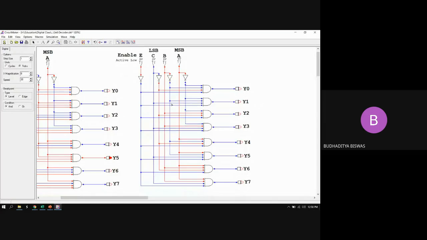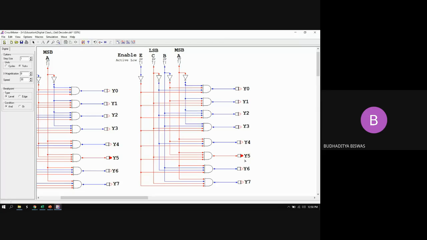To enable this particular active low decoder, we have to give a 0 here, and due to this NOT gate, a 1 will be produced at the output, and now every gate is enabled, so it's working according to the decoder principle. And to check this, it doesn't need to check every possible input combination.